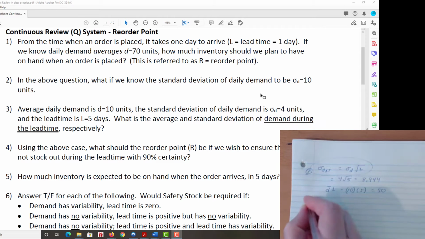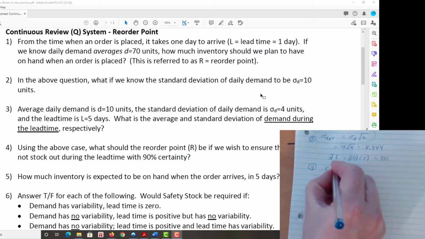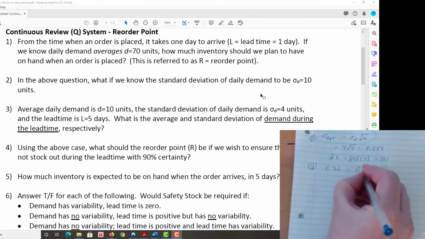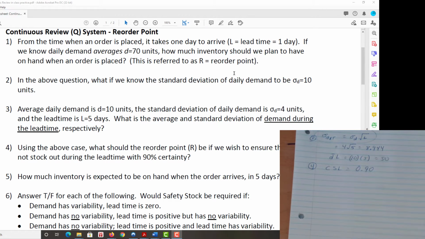Let's move on to number 4. Using the above case, what should the reorder point be if we want to ensure that we will not stock out during the lead time with 90% certainty? Okay, so now we know that the cycle service level is 90% or 0.9. Now we're all set. We can now plug all that in and get our safety stock. To do that, we use Excel. We know we're going to calculate a Z-score, so we bring in Excel.